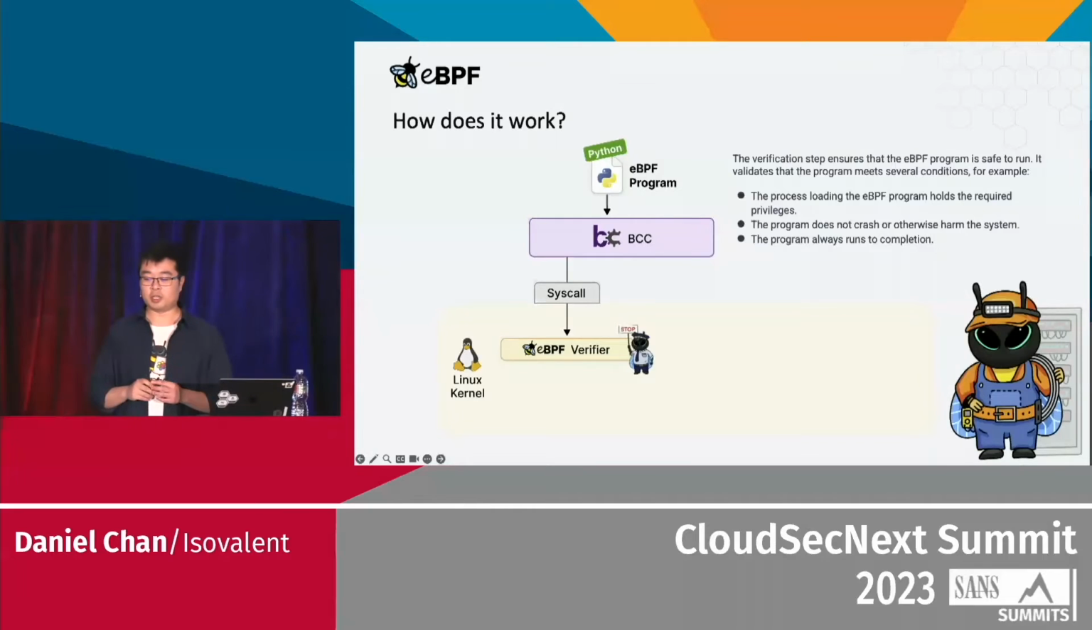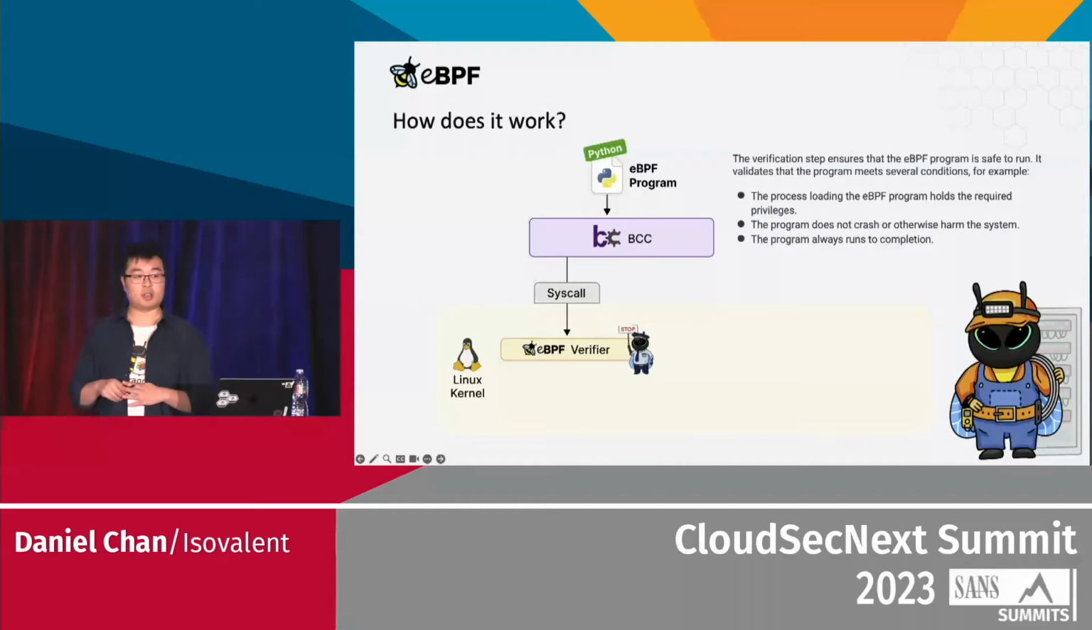So the first thing that it's going to check is to make sure that the process actually loading the eBPF program has the required privileges. It's going to make sure that the program does not crash or otherwise harm the system. So it'll check things like register values are handled properly, memory access is done within defined limits.